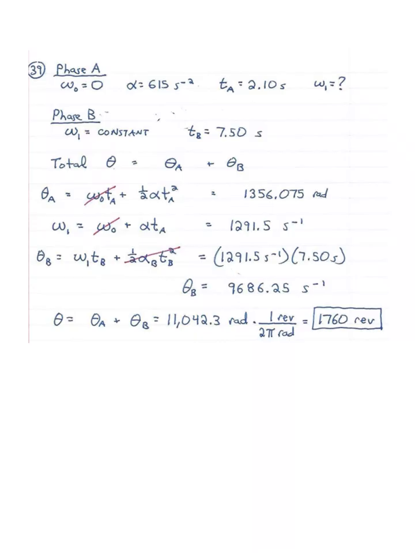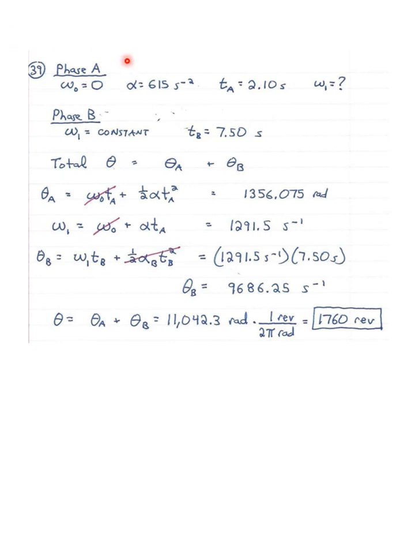Number 39, a dentist drill accelerates from rest at 615 radians per second squared for 2.1 seconds, and then runs at constant angular velocity for 7.5 seconds. Through how many total revolutions has the drill turned? All of the kinematic equations that we use rely on constant acceleration. So if we have a situation like this where there are 2 separate accelerations, we have to divide it up into 2 separate phases.